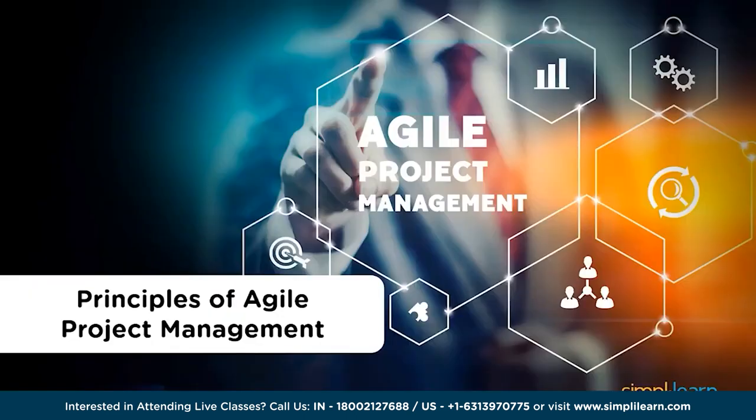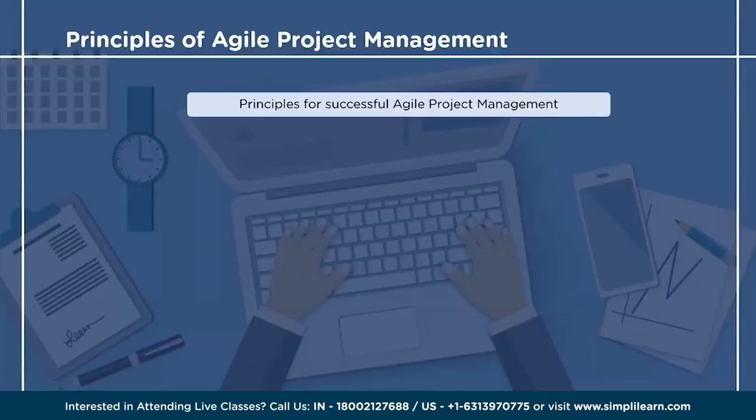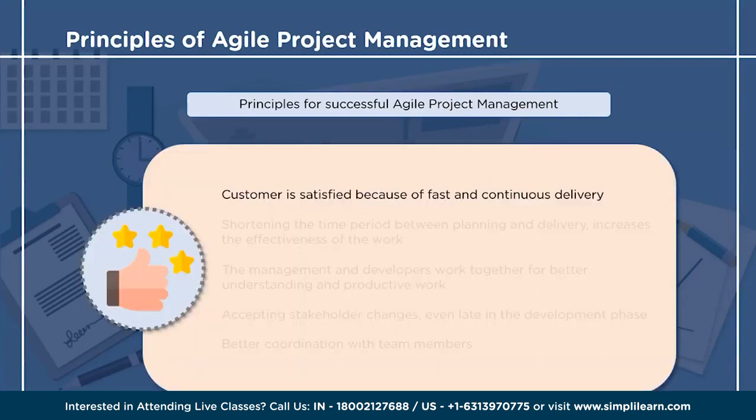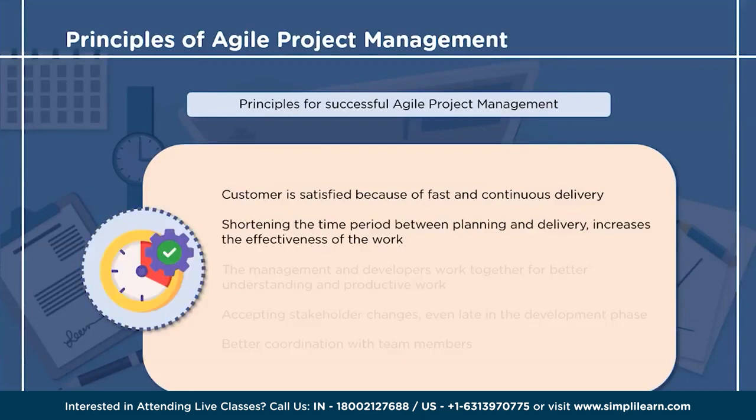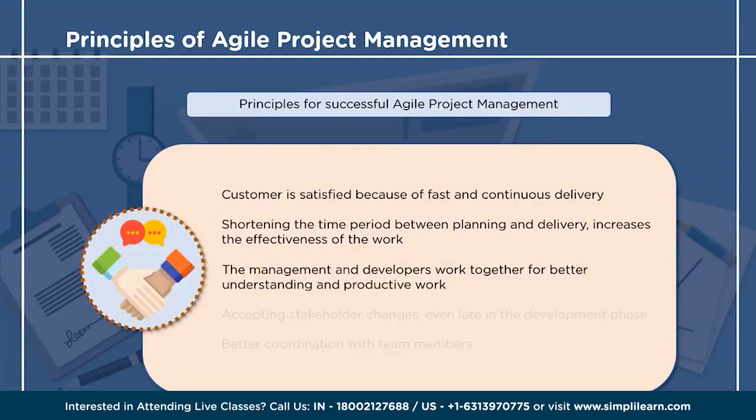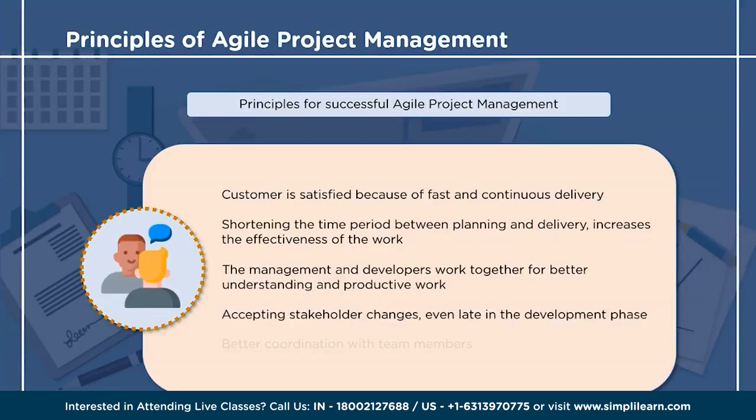Now we shall check the principles of agile project management. There are 10 principles for successful agile project management. The first principle is the satisfaction of the customer by delivering the project fast and with least number of errors. The next principle refers to decreasing the amount of time between the phase of planning and delivery. The third principle states that the team of managers and developers work together and increase the productivity of their work. The next principle states that the changes requested by the stakeholders can be taken into consideration and worked upon during the development phase as well.